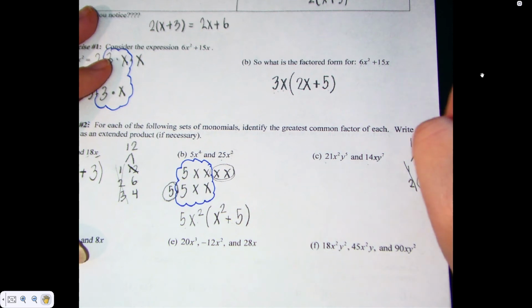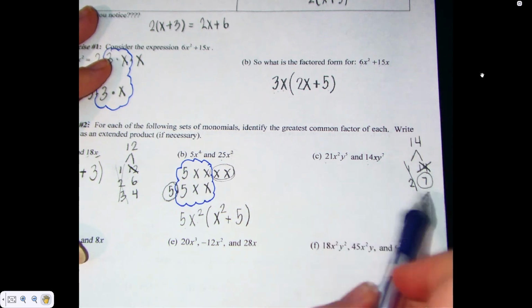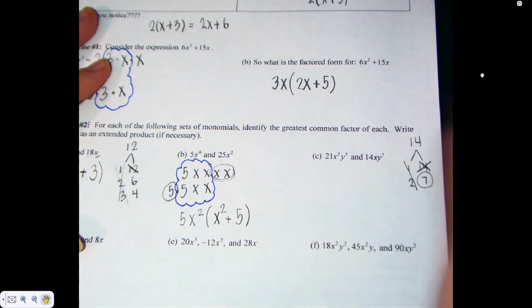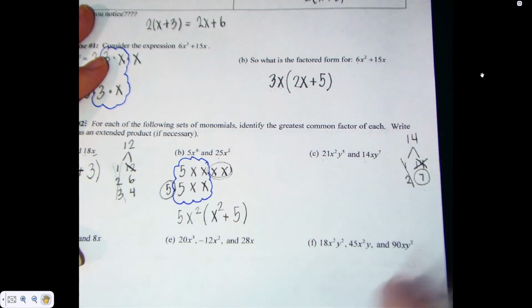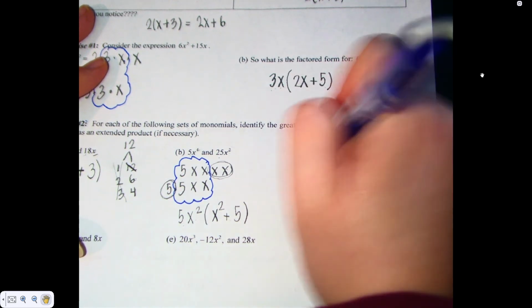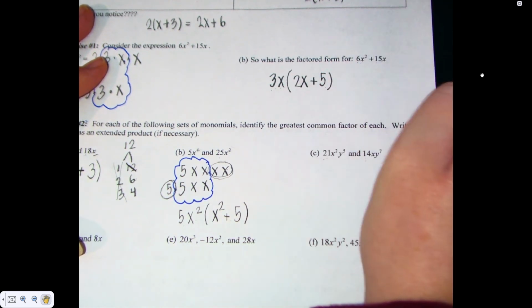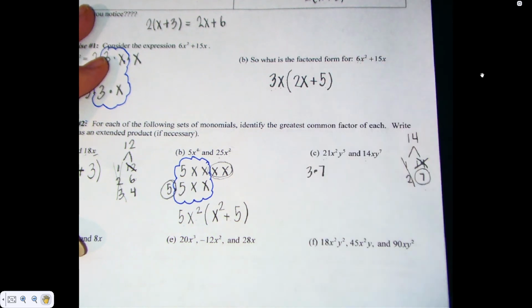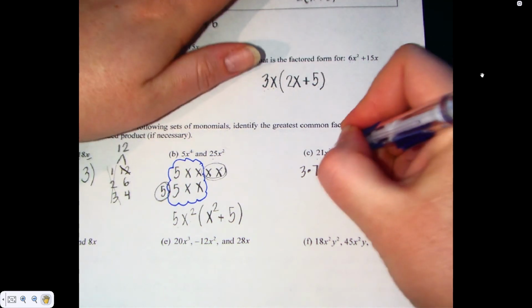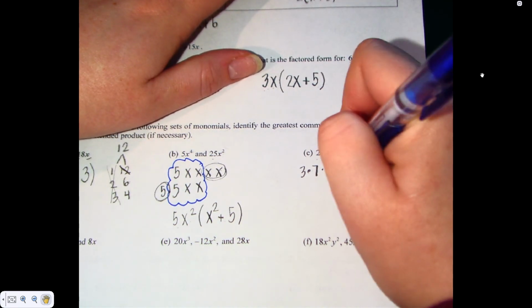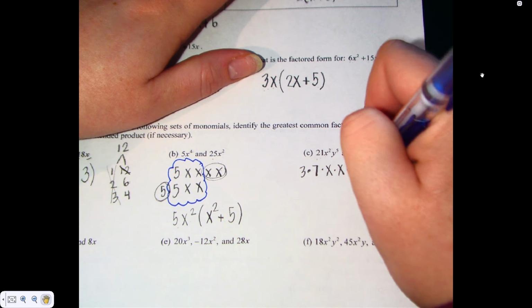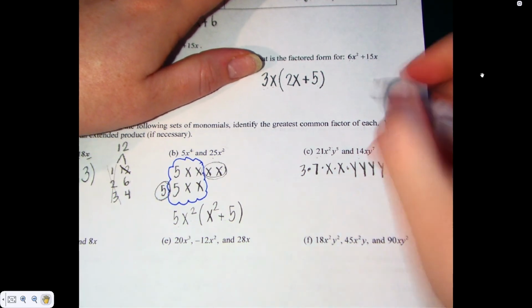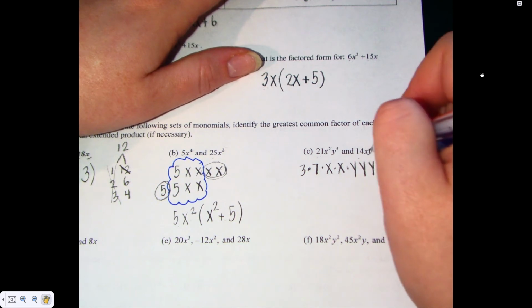So does 7 work? Okay, well, 14 divided by 7 is 2. 21 divided by 7 is 3. Awesome. So that's going to be my greatest common factor. So in expanded form, I would have 7. 3 times 7 is 21. All right. Now I have 2 x's and 5 y's. 1, 2, 3, 4, 5. Ooh, just snuck it in there. 14xy to the 7th. Okay.